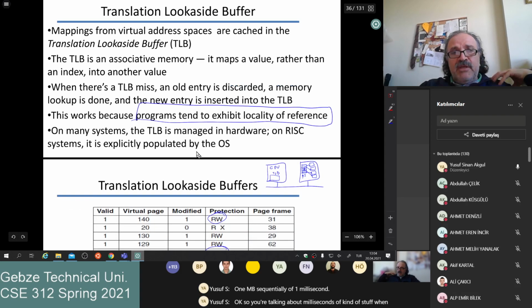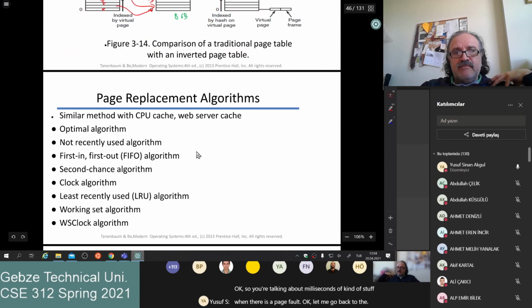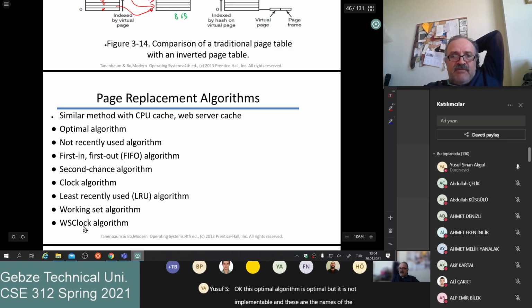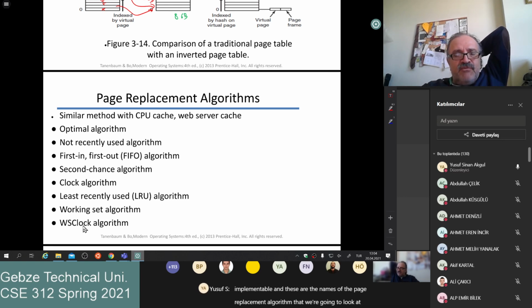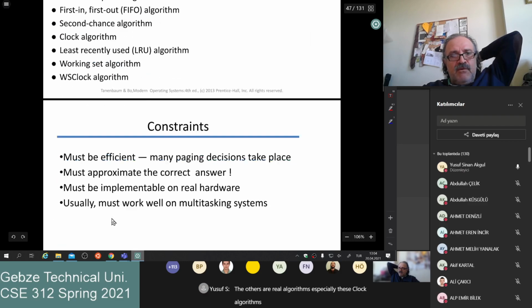Okay, let me go back to the replacement algorithms again. This optimal algorithm is optimal, but it is not implementable. And these are the names of the page replacement algorithms that we are going to look at. Some of them are for only pedagogical reasons. The others are real algorithms, especially these clock algorithms. Let's look at them, okay?